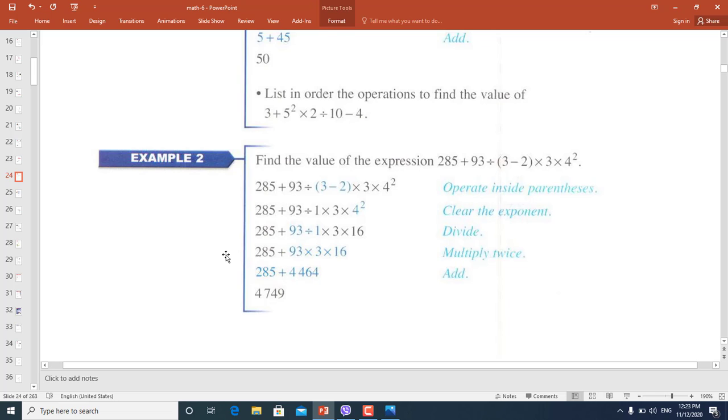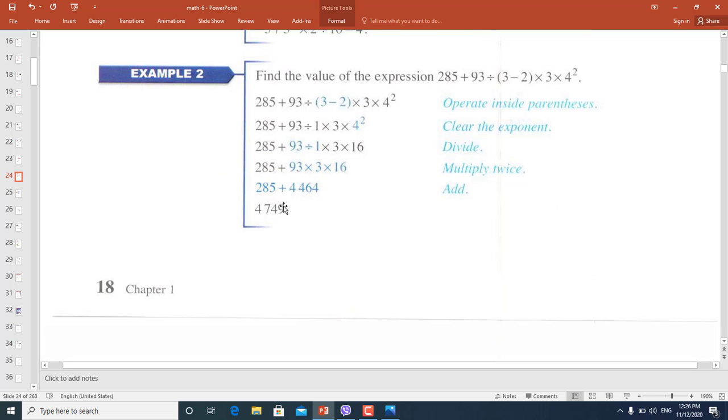After that also we write, we will start at the left. If you have any multiply, we'll solve. We have 285, we write again plus 93 times 3 times 16. We can say 3 times 3 is 9, and 9 times 3 is 27, so that means we have 279. We will multiply with 16, it's 4464. After that, from the last step we have these two numbers, we add them together, we get 4749.